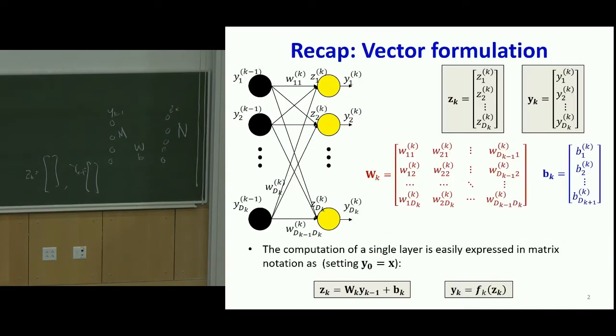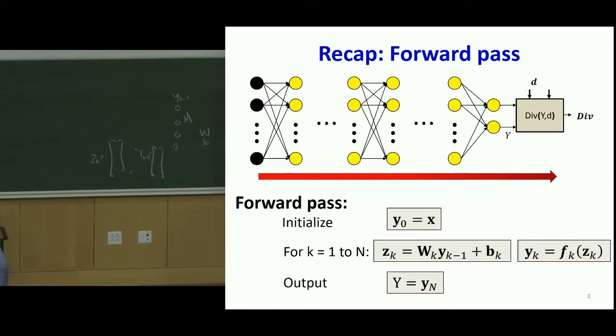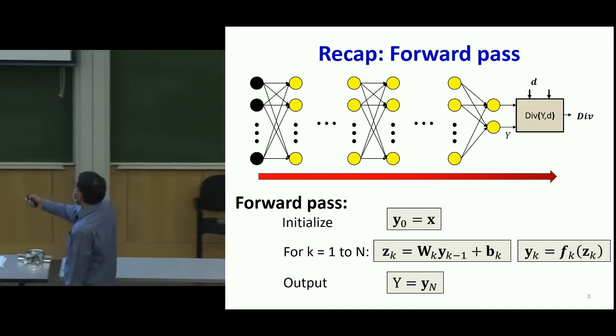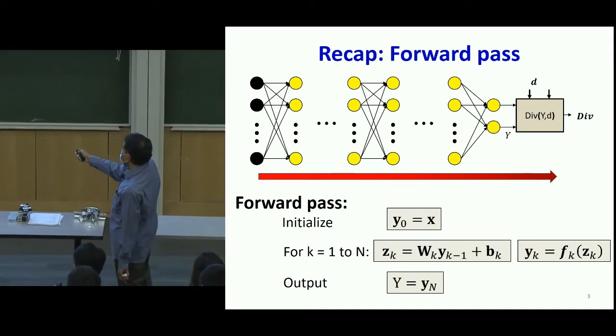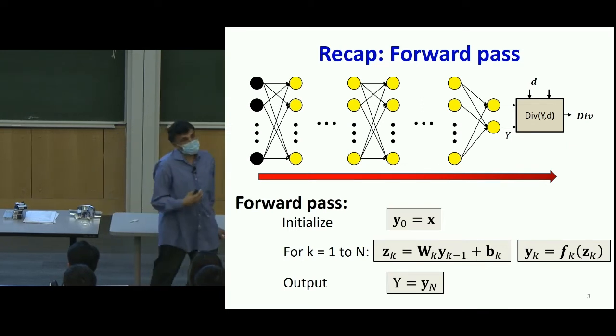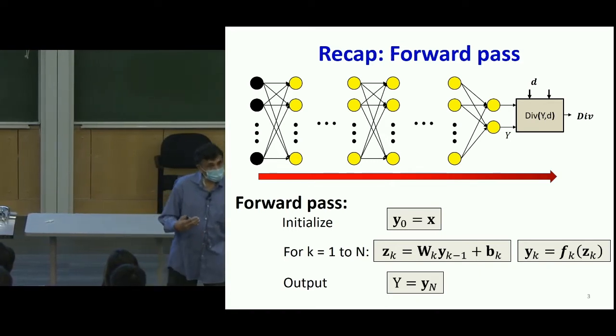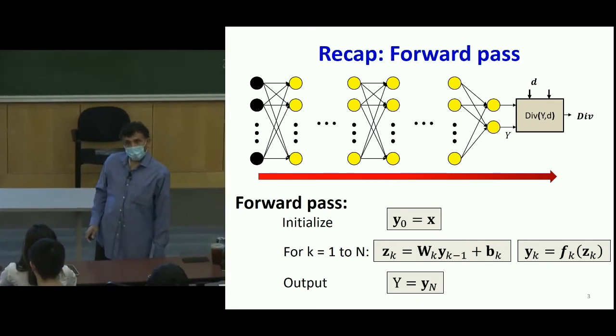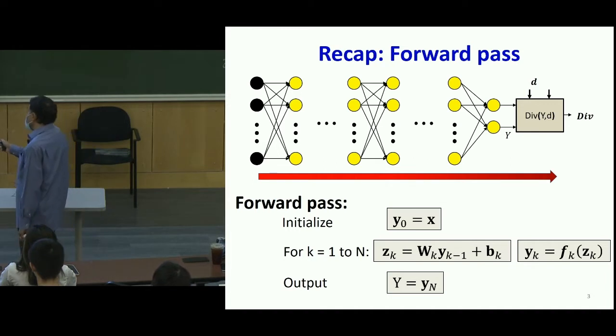And of course, the output of that layer is simply the activation function applied to the affine values. And this gives us our forward pass. We can just set the 0th layer to the input. And subsequently, as you go through the network at each layer, first you compute the affine value by applying an affine transform to the output of the previous layer, and then you compute the output of the layer itself by applying the activation to it. And the output of the final layer is the output of the network, correct?